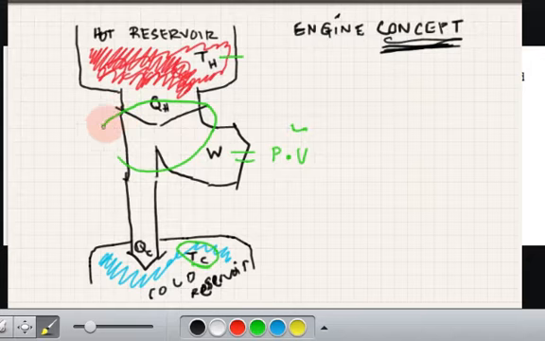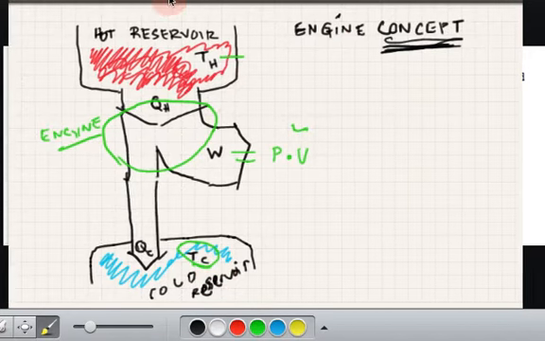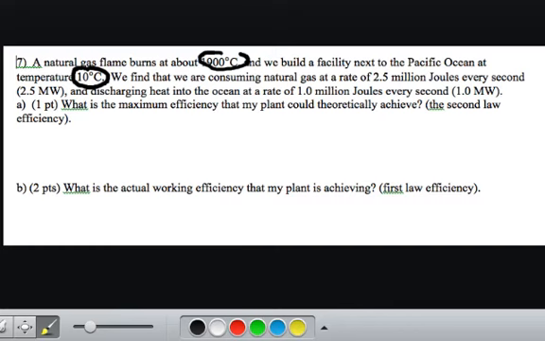So this right here represents the engine concept, and I say engine concept because this is just a sketch of the flow of energy. So you have QH being converted to work, and then you're getting rid of the additional heat at this lower temperature reservoir. Now that's all very abstract. Let me relate that to a real engine.